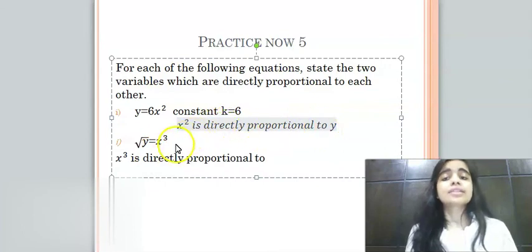Now let's look at the second part. It says under root y equals x cube. Now in this case, if I divide the whole equation by x cube, my constant ratio will come out to be 1. And hence x cube is directly proportional to y.